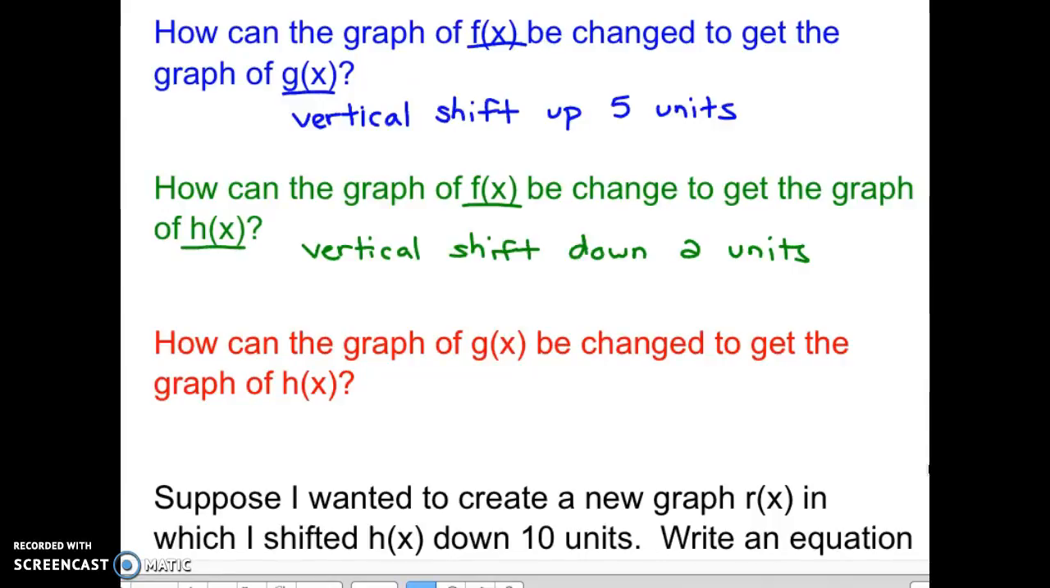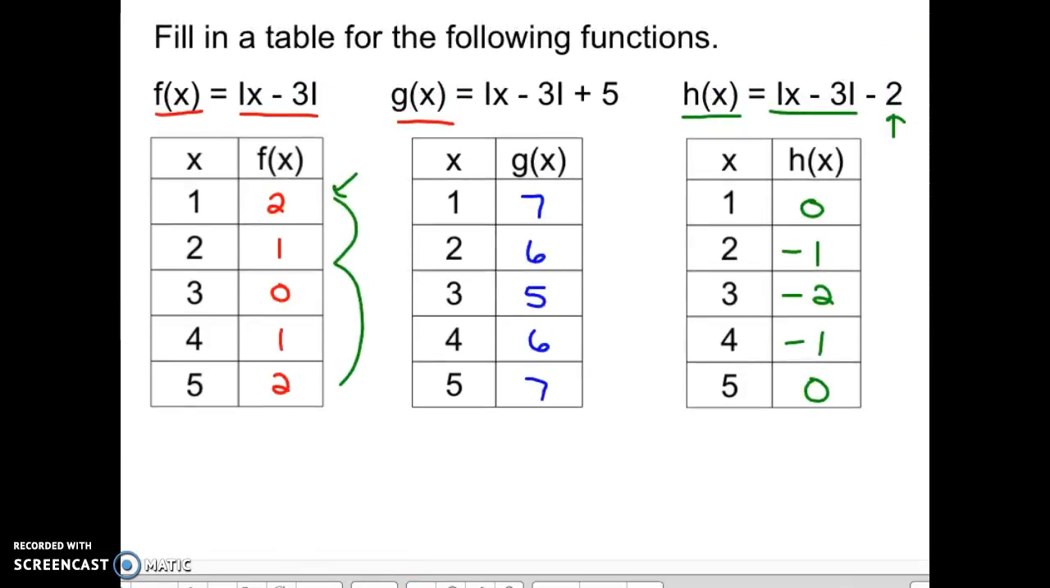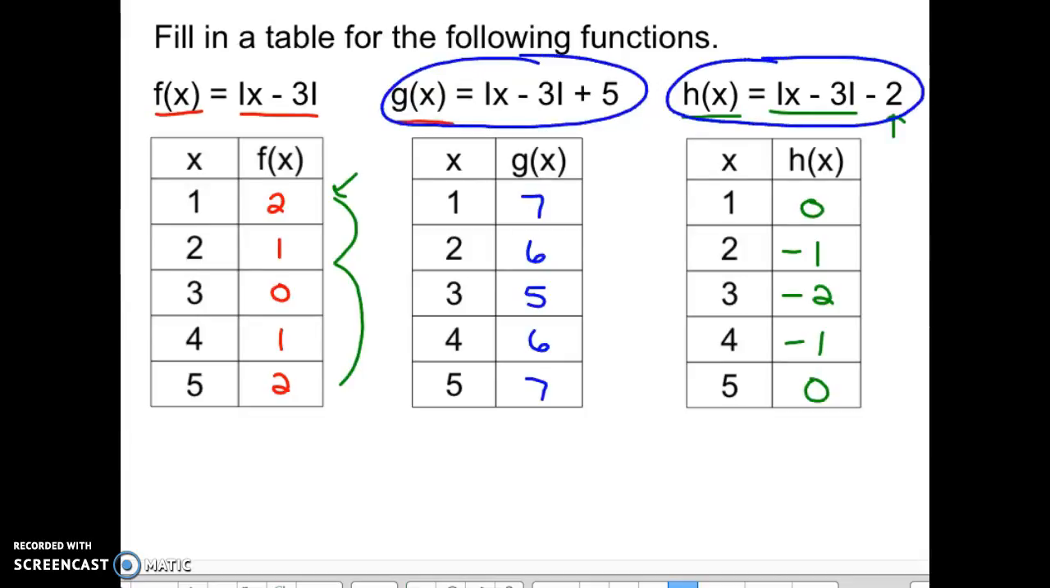Okay, the third one, how can the graph of g of x be changed to get h of x? It's a little bit different, so go back up here. Now we're talking about g of x, and we're talking about h of x. This one's a little interesting. Look at your graph here. You had plus 5 at the end, and you went down to -2. So you went from being up 5 to being down -2. The difference between 5 and -2 is you went down 7.